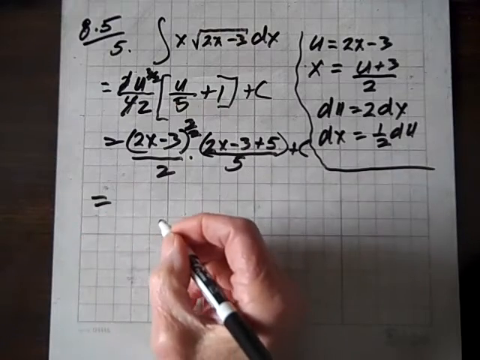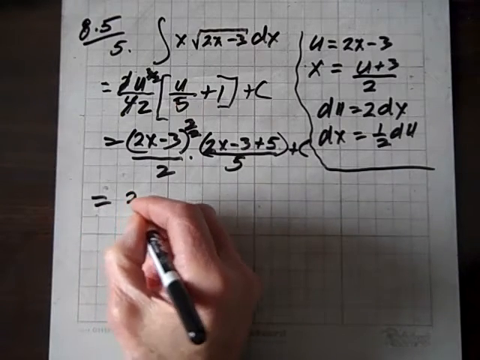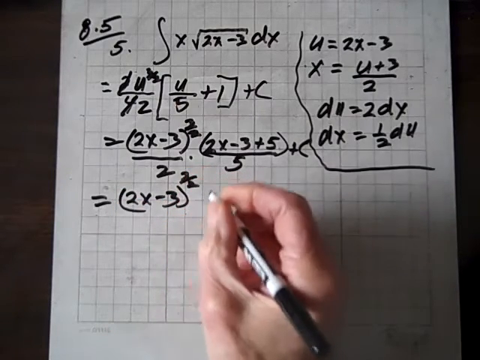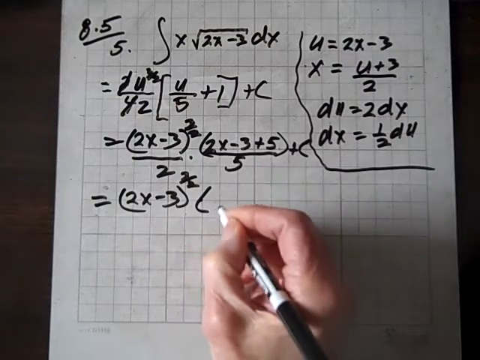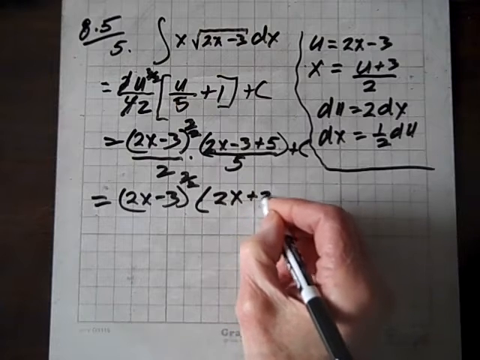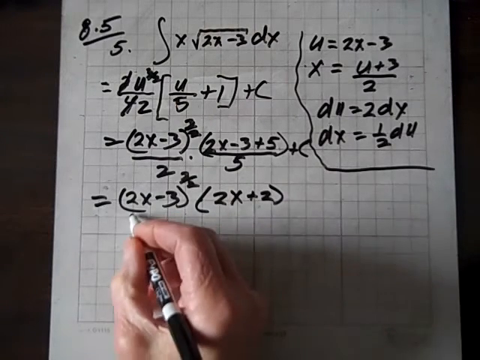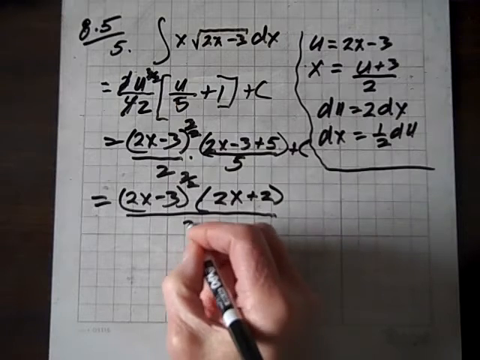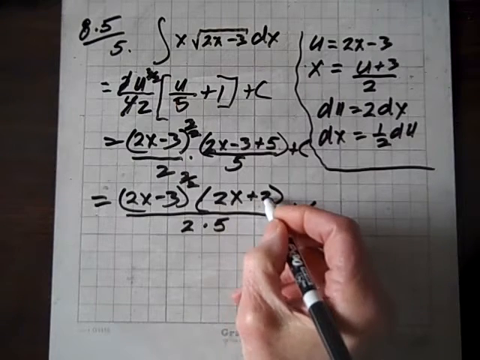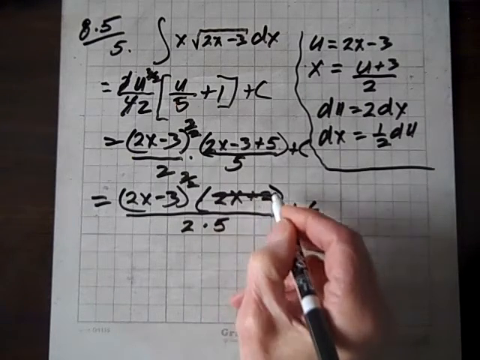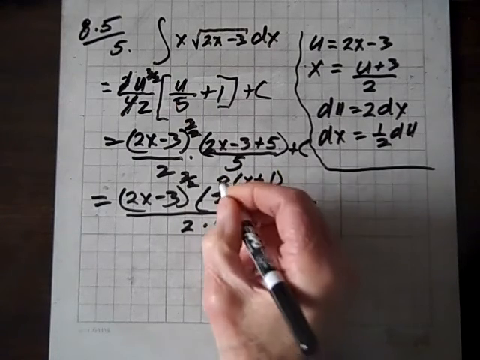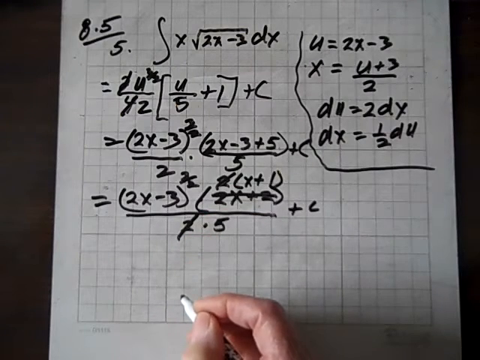And so now we have 2x minus 3 to the 3 halves times 2x, and minus 3 plus 5 is plus 2, all over 2 times 5, and that's plus c. Now notice we can factor a 2 out of each of these terms, so I'm just going to cross that out and replace it with 2 times x plus 1. And notice these 2's now divide out.